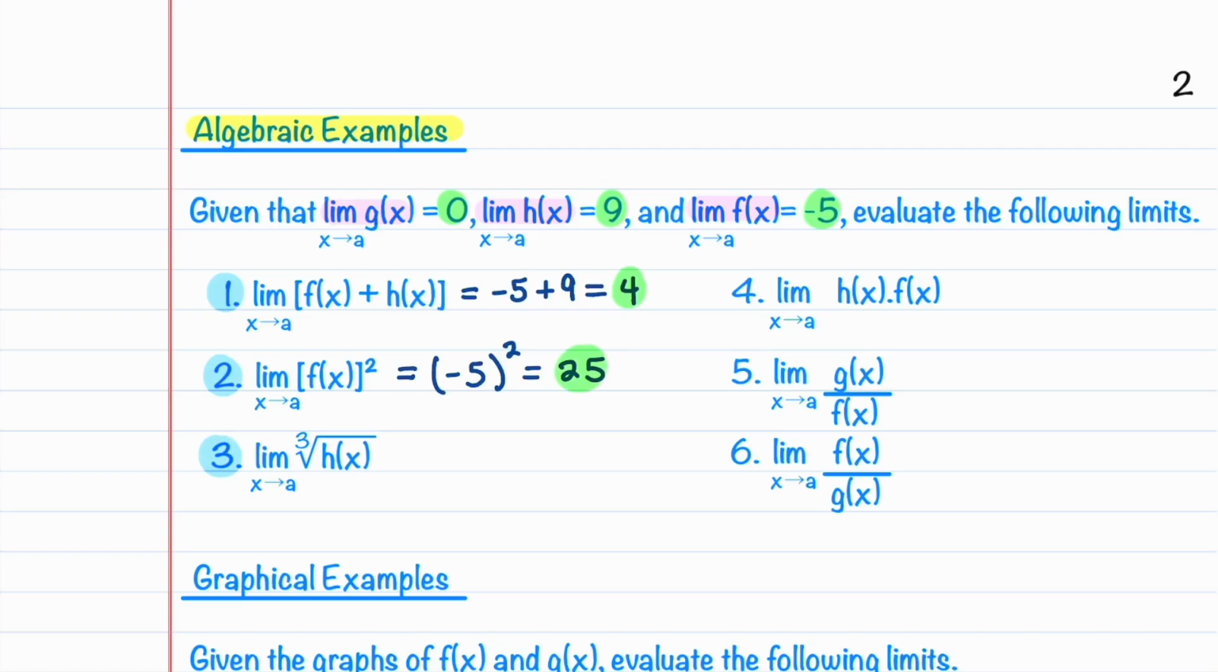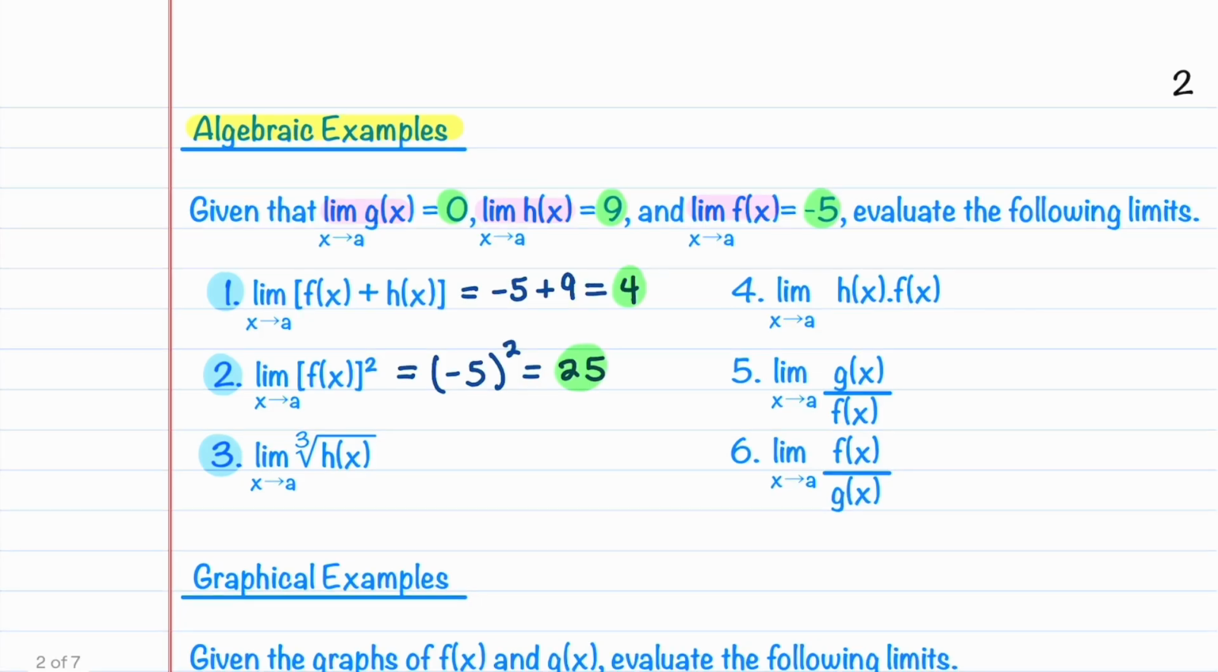We're going to use the root law to evaluate this one. We're going to pull the limit inside the radical. So we have the limit as x approaches a of h of x, which is 9, and we're going to take the cube root of that. The best way to write this answer is just to write it as 9 to the 1/3. Or you could also just leave it as the cube root of 9. Let's go to number 4.